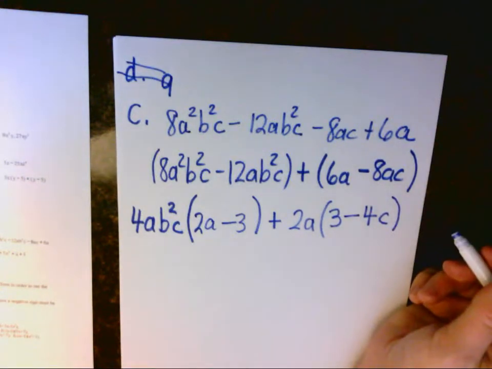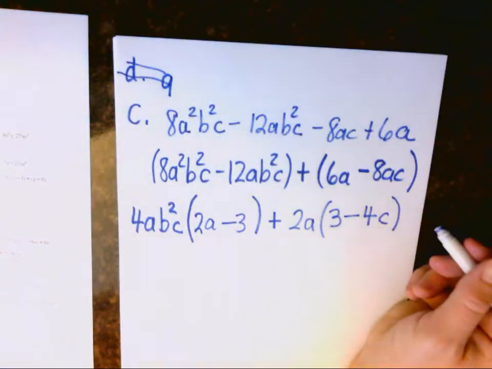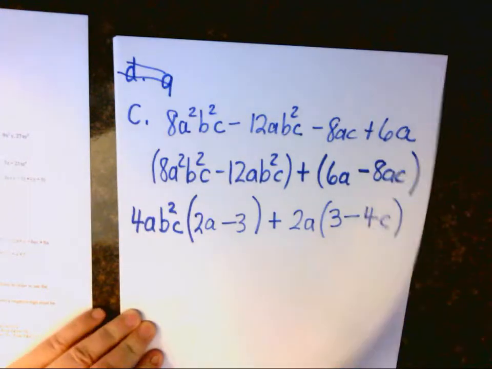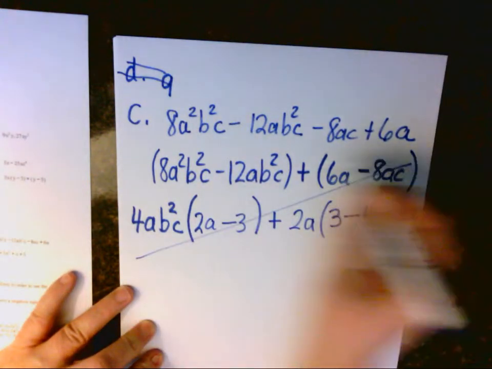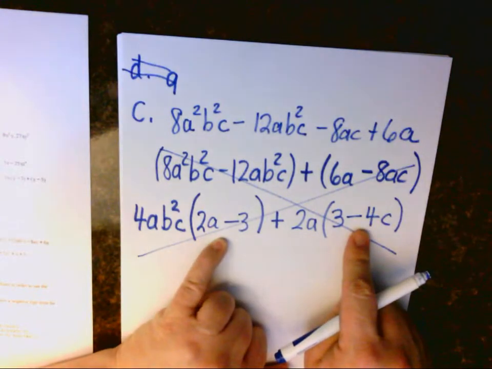This doesn't look too good, does it? Sometimes that happens. So let's see if we have another way to do it. We did observe that didn't work, okay? How did we know it didn't work? Because these are not common. We can't take out a common factor if they're not the same, okay?